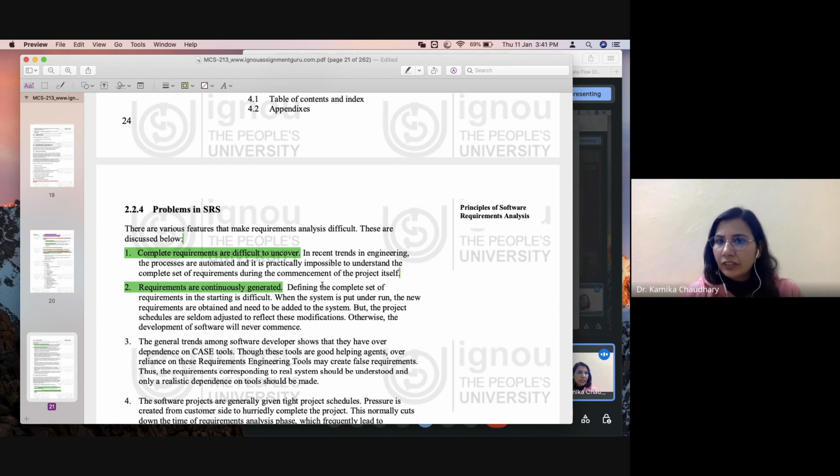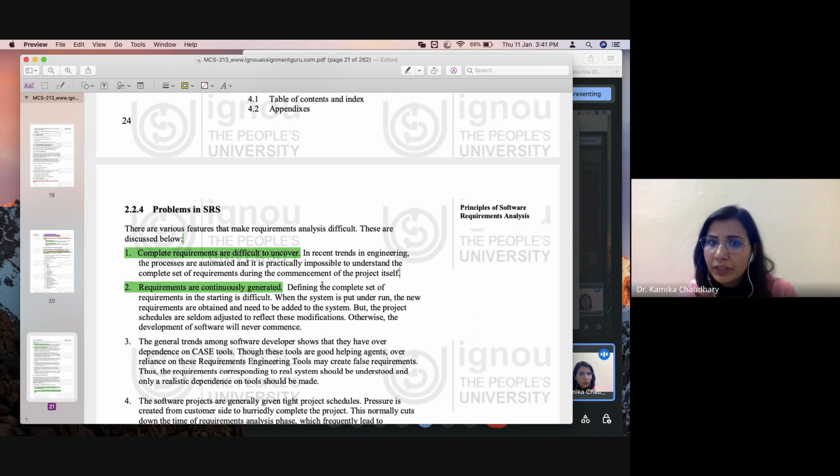We always keep this door open for more requirements to come to us, right? We always give this liability to the customer, that even if I'm in my design phase, you can also come and tell me your requirements, right? So when I've given this liability to my customer, then what happens? It becomes a problem in my SRS document.